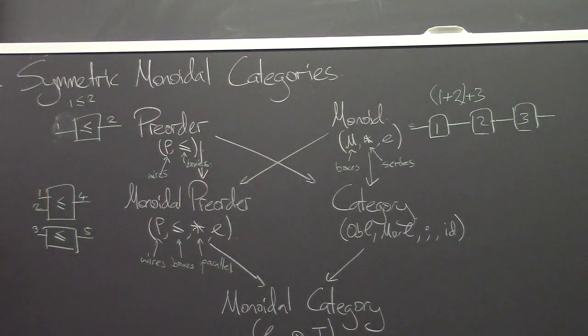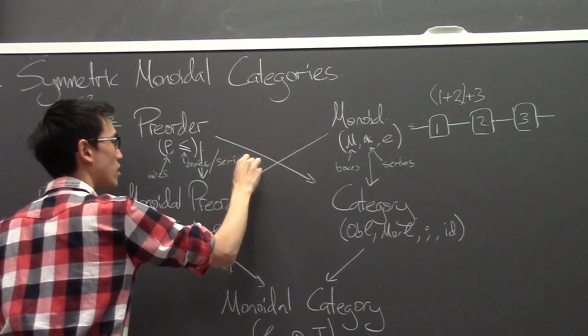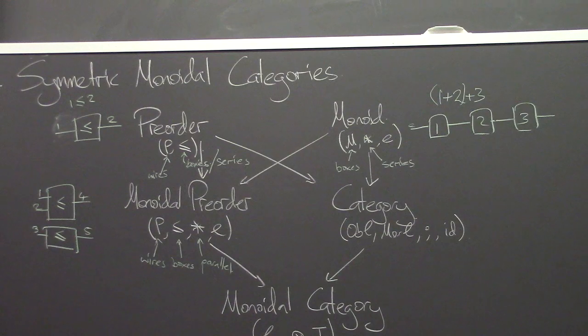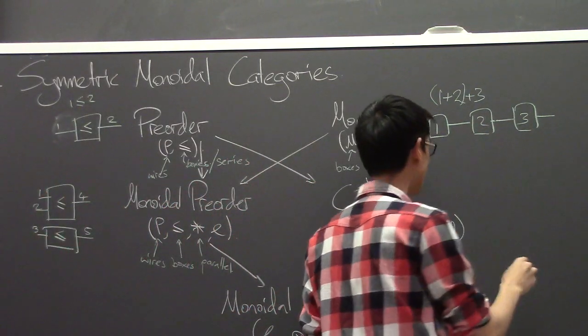But you can place boxes in series. For categories, we started typing this notion of composition.